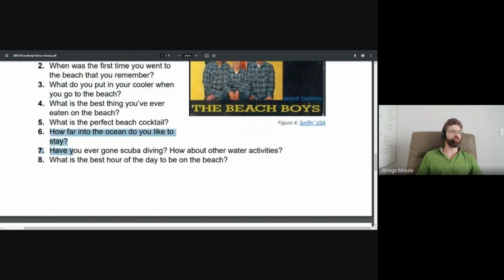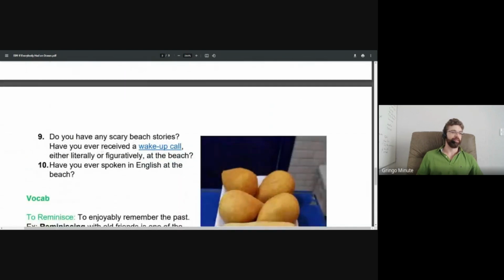How far in the ocean do you like to stay? I like to go pretty far. It's fun. I used to be on a swim team, so I like to. It's a little bit different, a lot different, swimming in the ocean from swimming in a pool. But it's good to challenge ourselves to see how far we're comfortable going.